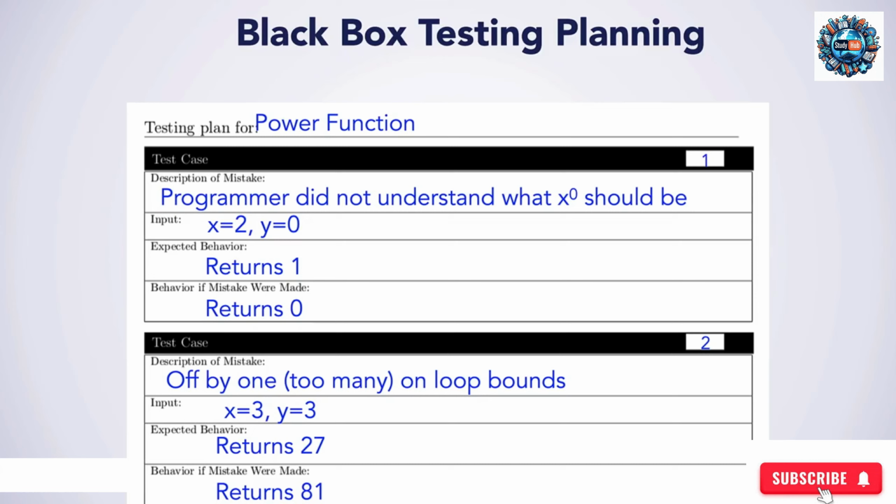These are where we make a computation that is either 1 too high or 1 too low. In this case, we are thinking a programmer might write a loop and do it 1 too many times, computing x to the y plus 1 instead of x to the y. If we test with x equals 3 and y equals 3, we expect to get 27. If this particular error exists, we will get 81 instead.